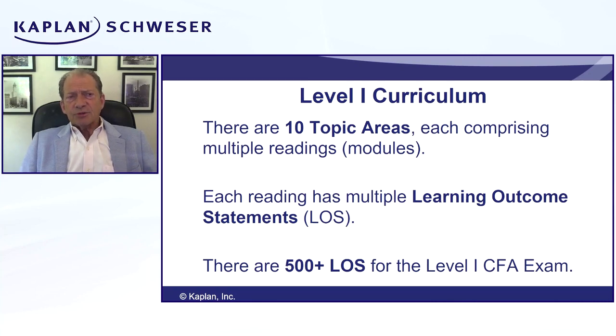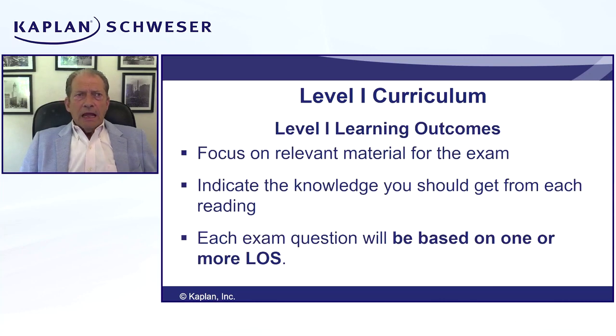So these learning outcome statements, there's over 500 of them for the Level 1 exam. And the idea of these learning outcomes is to focus you on the relevant material for the exam. So no matter what the reading says, what's in there, you can kind of narrow it down. Now, it's not exact. As we get to an example of some learning outcome statements, we'll see some that are kind of exact and some maybe not so much. But they do indicate the knowledge you should get from each reading. And so that's your focus as you go through.